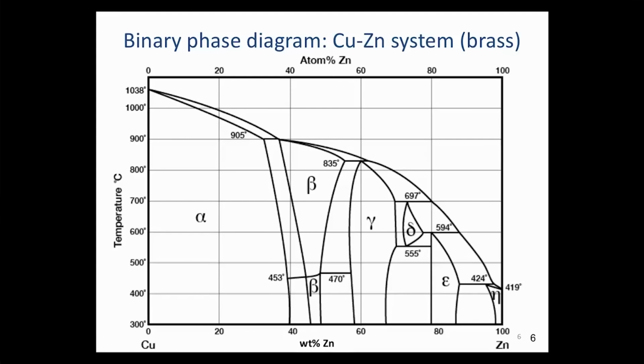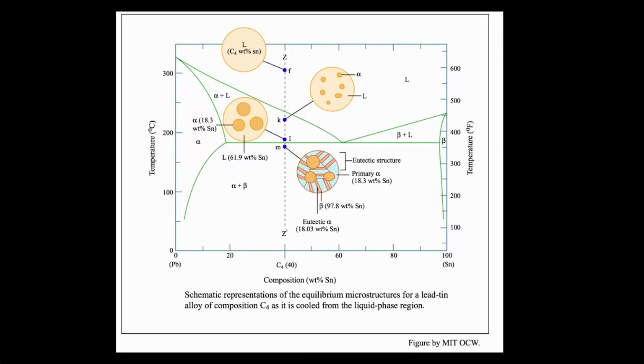How the system behaves depends on where you are in temperature, pressure, and composition. This is an equilibrium phase diagram, well established because that's brass. It's an important metal alloy. And we'll learn how to calculate these phase diagrams. There's a lot more. That's a binary phase diagram, a classic eutectic.